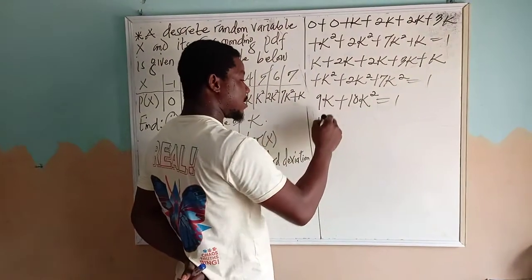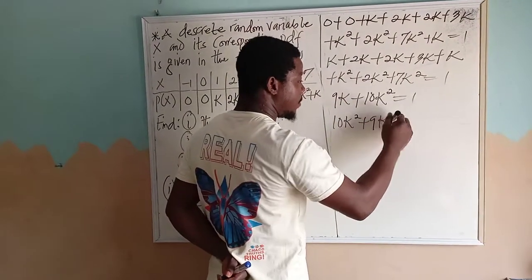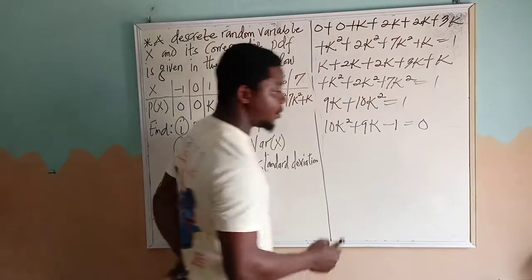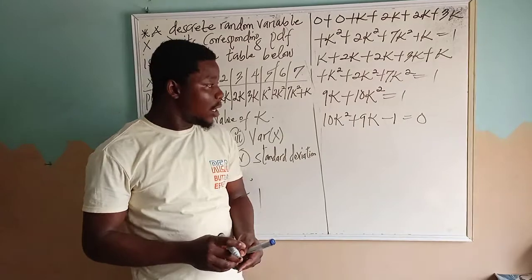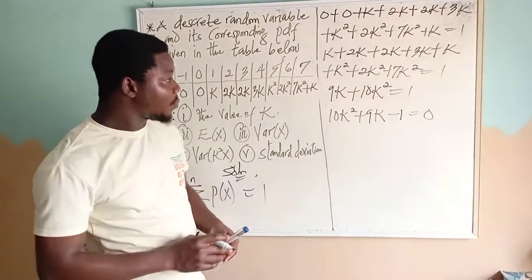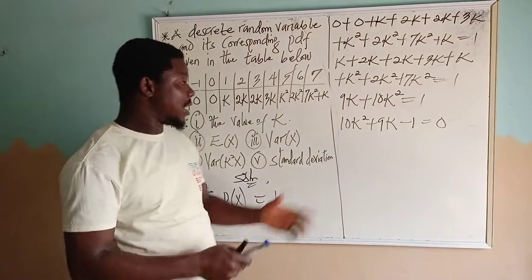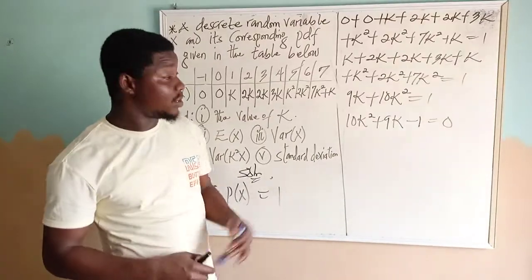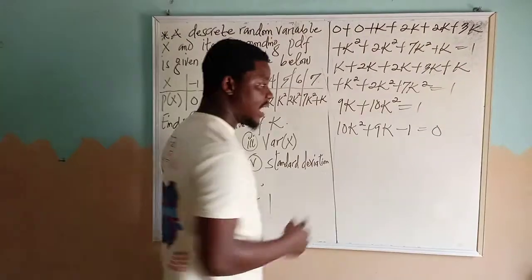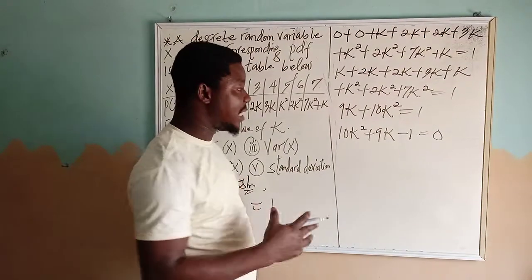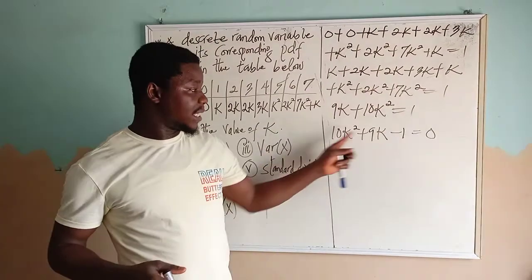You can write this as 10k squared plus 9k minus 1 equals 0. And then this becomes a standard quadratic equation which you are going to be solving. Of course, there are various methods in which you can solve a quadratic equation, but I will move by using the factorization method in this particular problem. So all you need to do is to look at the middle term, which is the 9k, and then look for two numbers in such a way that when you add them together, it gives you 9k, and when you multiply those same numbers together, it gives you negative 10.